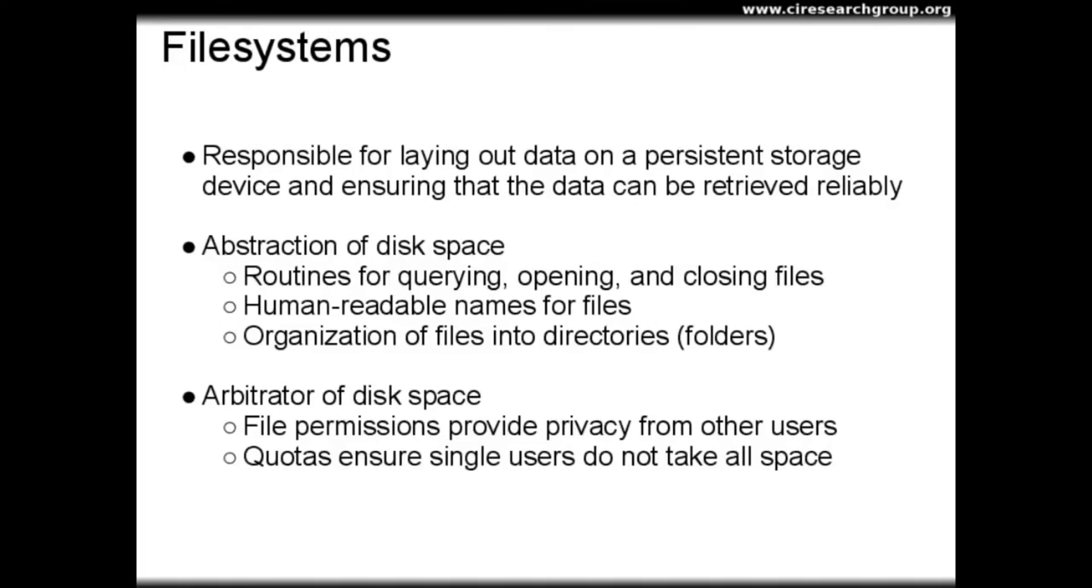File systems, in addition to performing this abstraction, also arbitrate disk space among different programs and different users of a computer system. File permissions allow users to have a certain degree of privacy, while file quotas ensure that one user does not monopolize the entire system by utilizing all the disk space.